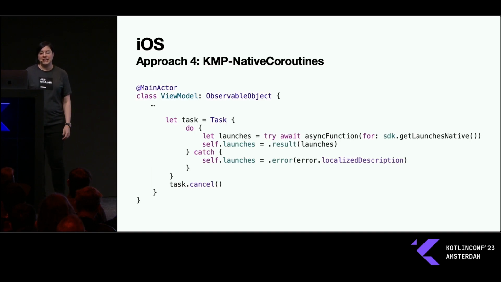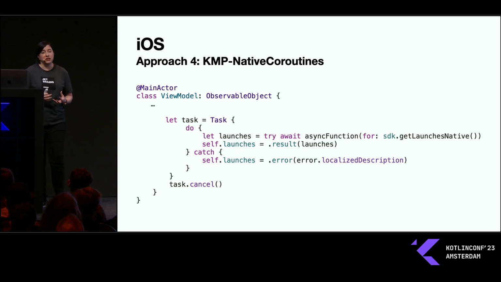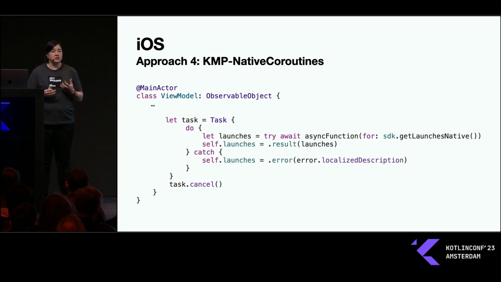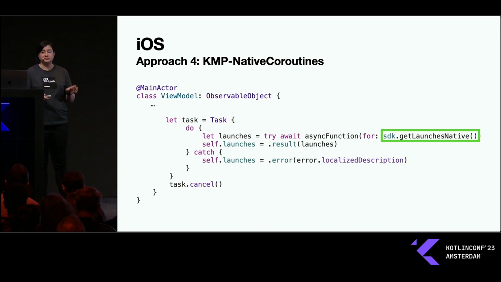It's called KMP native coroutines. While there is no official recommended way from JetBrains on how to do this, the community has provided at least one or two solutions that I know of. The first solution is KMP native coroutines from Rick Clephas. It's a plugin and library, and it generates a function called getLaunchesNative for your suspend function. So if you have a suspend function ABC, it will be getABCNative.